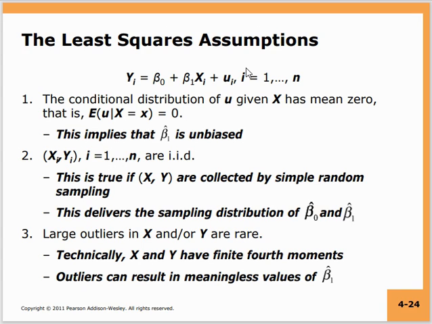The first assumption, for yi equals beta 0 plus beta 1 xi plus ui, says that the conditional distribution of u given x has mean 0. That is, the expected value of u given x is equal to 0. What does this mean? That overall, whatever regression line you build, averaged over all the sample data points, the error will be 0.